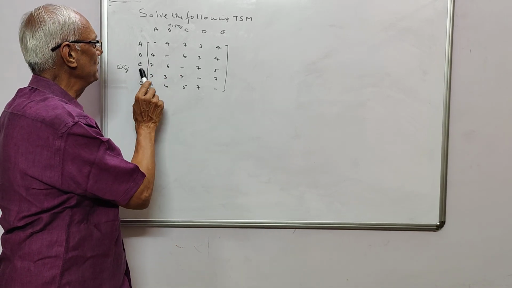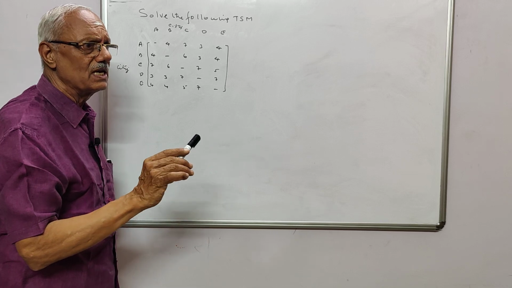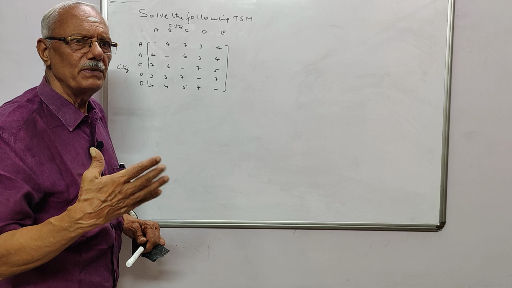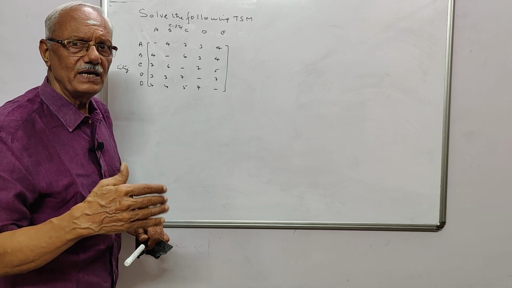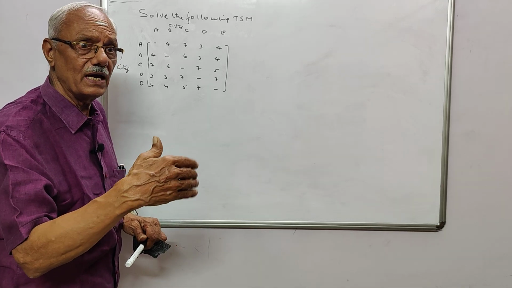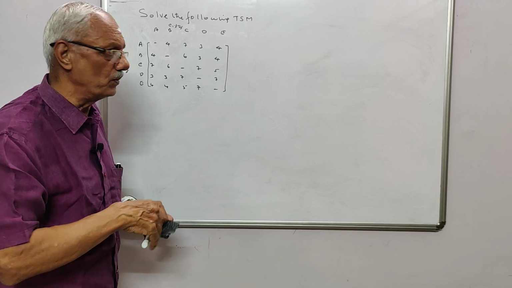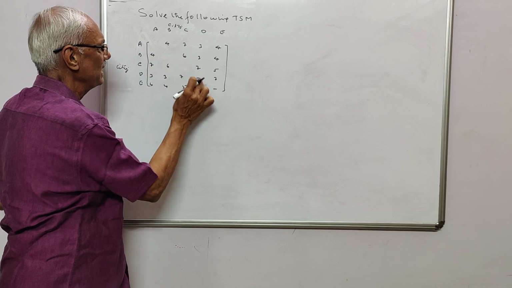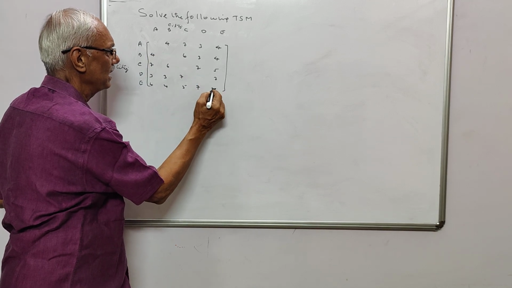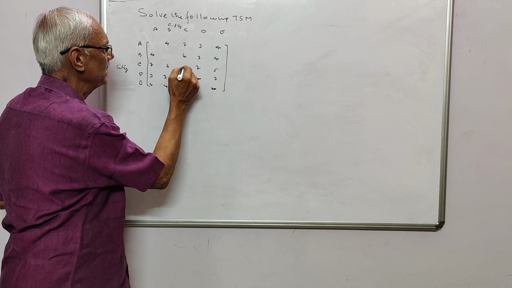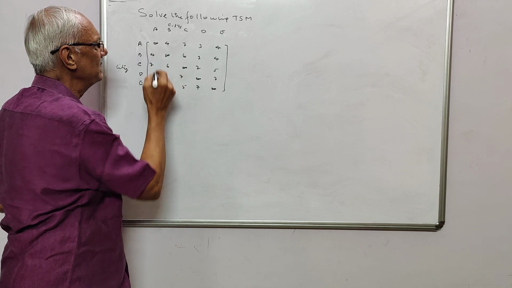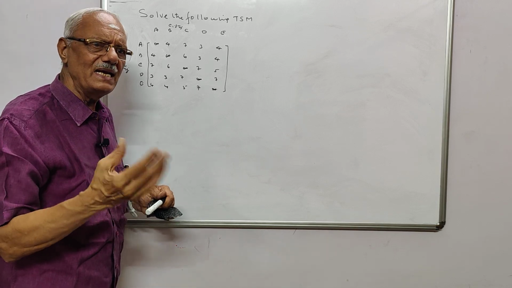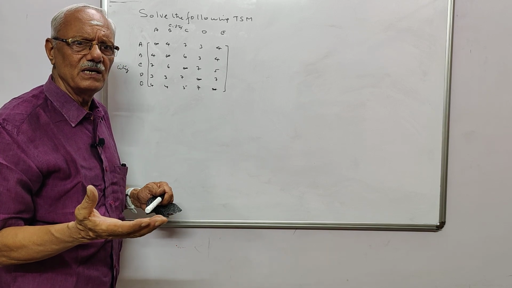B to B, there is no distance. C to C, there is no distance. In order not to commit mistakes, I will explain these things while working out the problem. I will simply mark these places as infinity. The reason is that infinity is the ultimate number. If you add anything to it, it is going to be infinity.